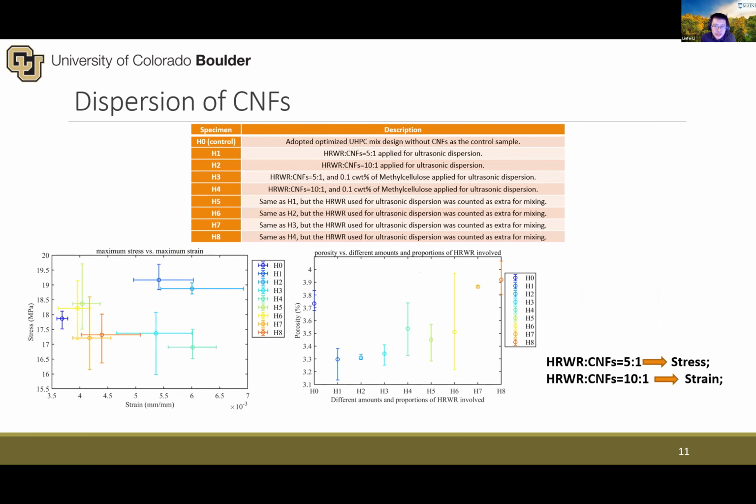And the second one we consider here is different amounts of the high range water reducer we use for dispersion and mixing. From the previous test, we used high range water reducer to carbon nanofibers with a ratio of 5, and then we try to stretch that to 10. Basically, from the testing results evaluated by the flexural strength and also the porosity, we know probably the best proportion between the high range water reducer used for dispersion to the carbon nanofibers will be between 5 to 10, because 5 gives us the best stress, but 10 gives us the best strain.